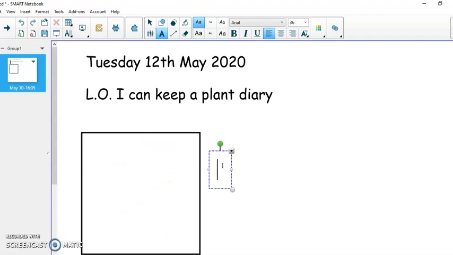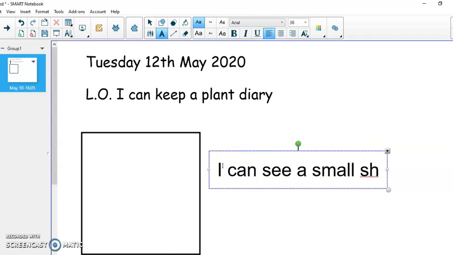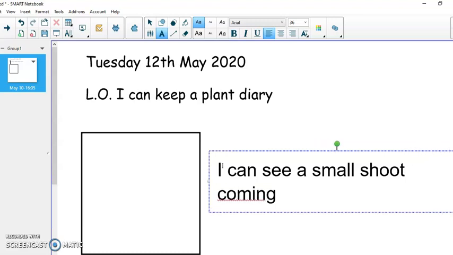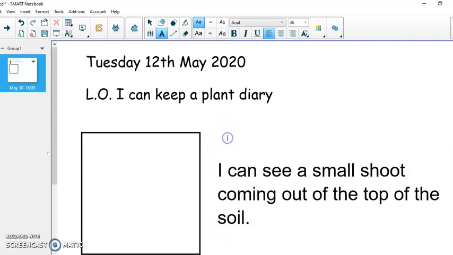And then here, you're going to write one sentence about it. So you might want to say, I can see a small shoot coming out of the top of the soil, full stop. It might be that you can't see anything, so you'd put, I cannot see anything. It might be that you can measure something, so you have to write exactly what you can see. So you're going to draw a picture.